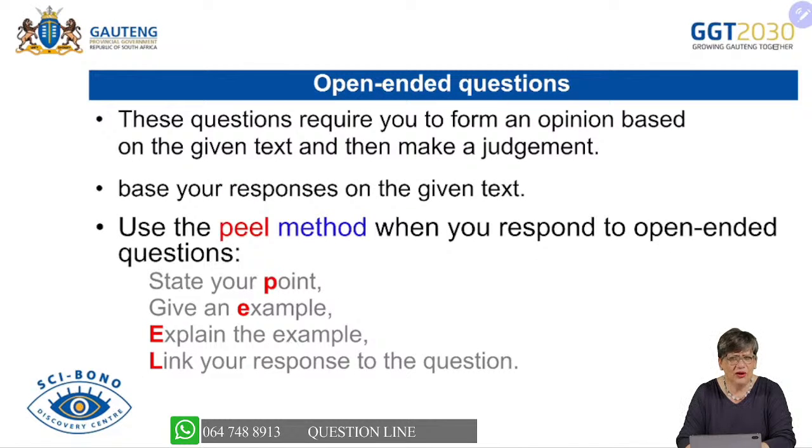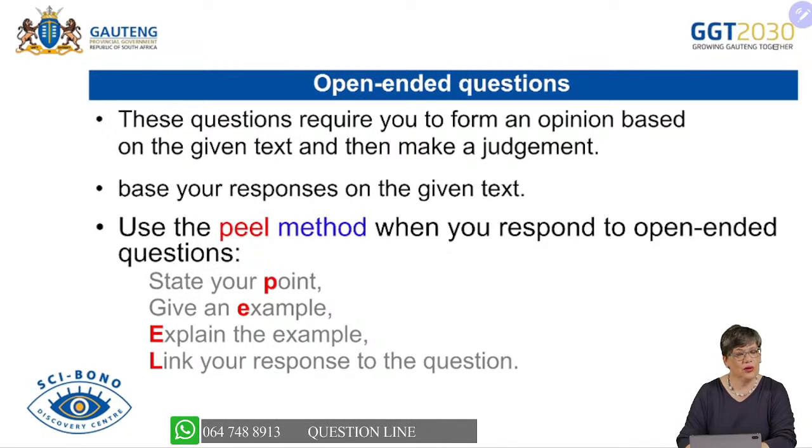If it's difficult for you to answer open-ended questions, here's an easy way to remember it. Use the PEEL method. You know how when you peel an onion, there are different layers? Now, an open-ended question has different answers, and you have to peel back the answer. So how are you going to do it? Well, P stands for point. So you will state your point.